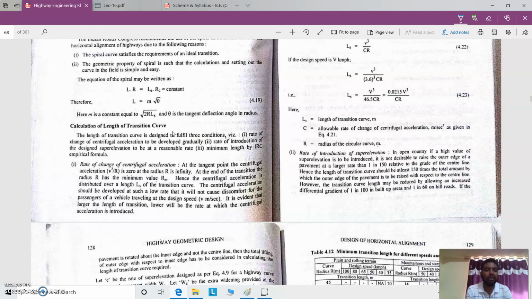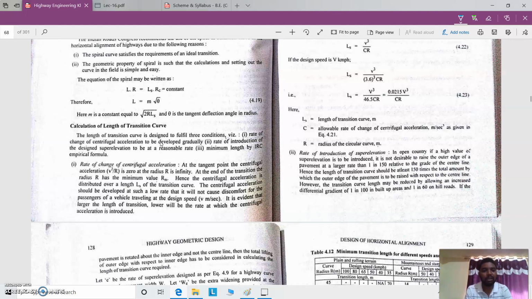Once we come to the spiral curve, we have to calculate the length of this transition curve based on speed, the radius we provide on the horizontal curve, super elevation, and centrifugal acceleration. These factors are considered in providing the transition curve, and they are also considered to find out the length of the transition curve. To find this length, we have to undergo three conditions.